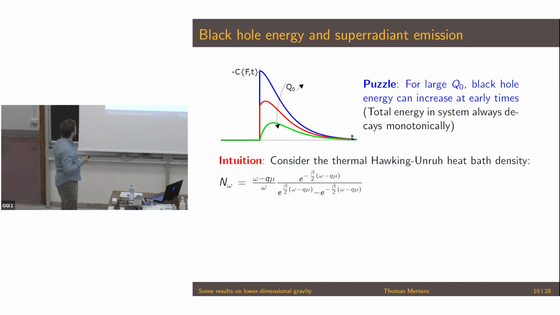So what is going on here? To get a little bit of intuition into this, consider just the thermal Hawking-Unruh heat bath density in 1+1 dimensions. So this is the precise formula.